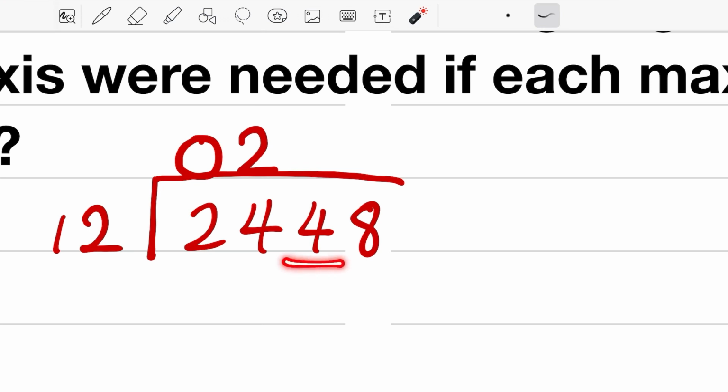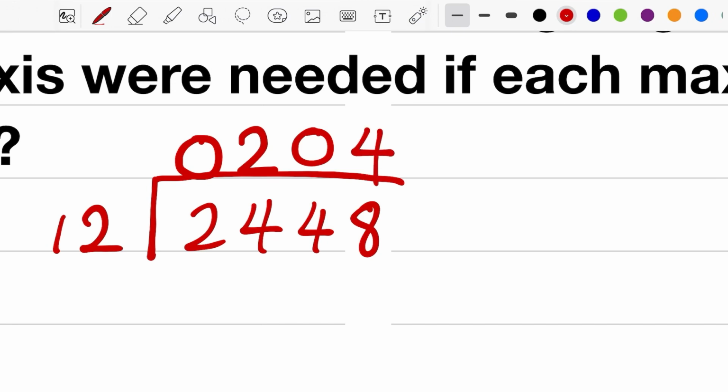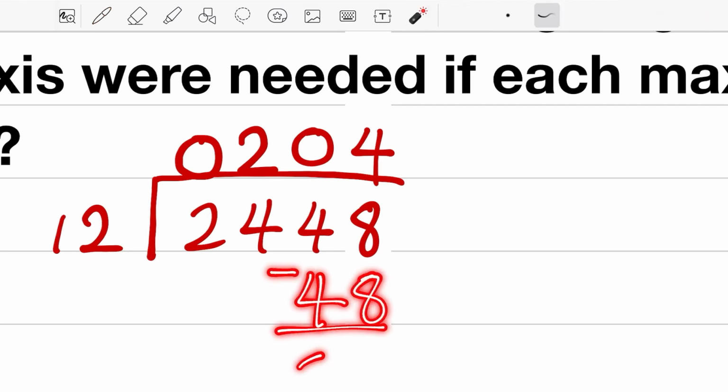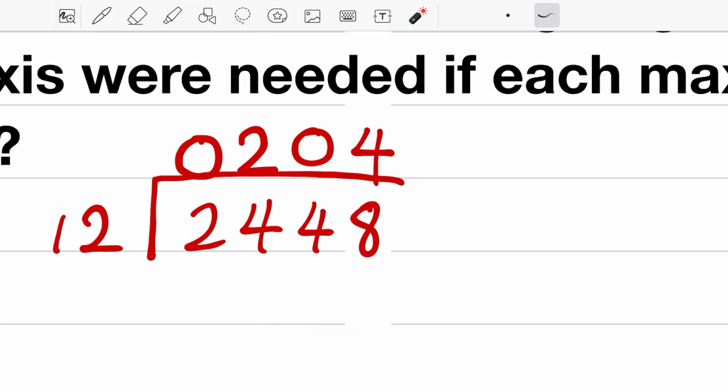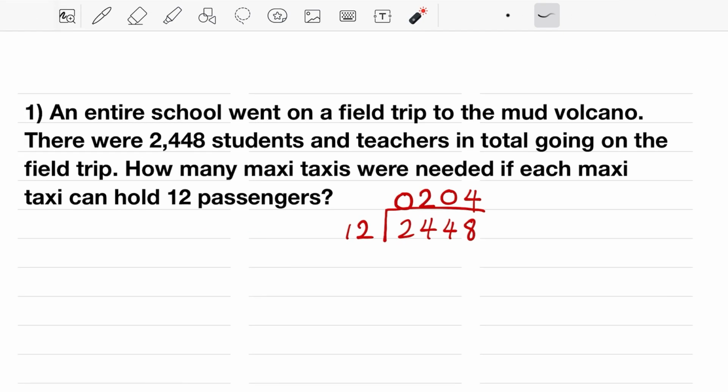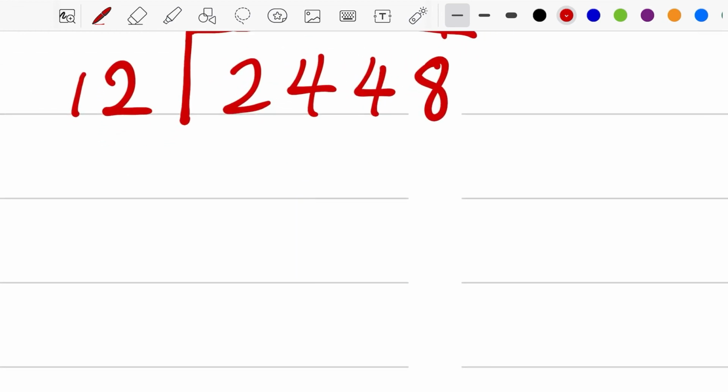12 into 4 is 0. So then we can combine the 4 and the 8. 12 into 48 is 4. Since 4 12s are 48, there will be no remainder. So no need to subtract. 4 12s are 48. Subtract, we get 0. So your answer is 204 maxis. That's a lot, but that's your answer.